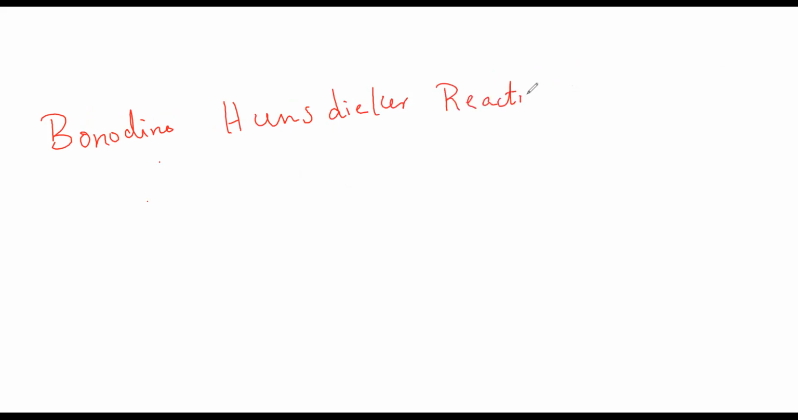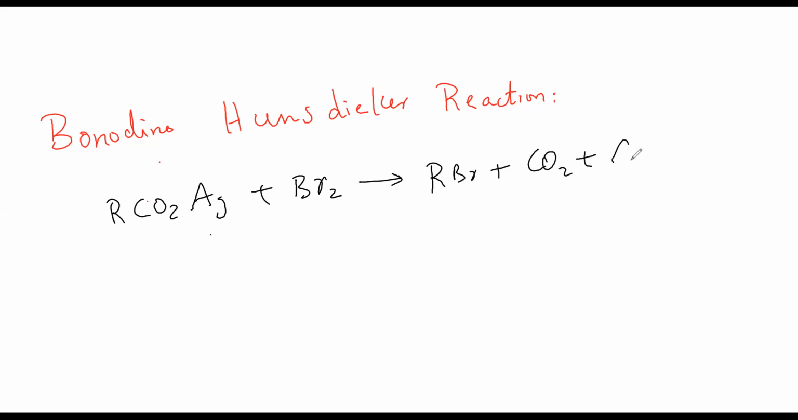Next one. This you might not have heard. Borodine Hunsdiecker. Hunsdiecker reaction. So there are a lot of reactions in this. If you're able to study everything, we are sure to get a rank. RCO2Ag plus bromine will give me what? RBr plus CO2 plus AgBr.